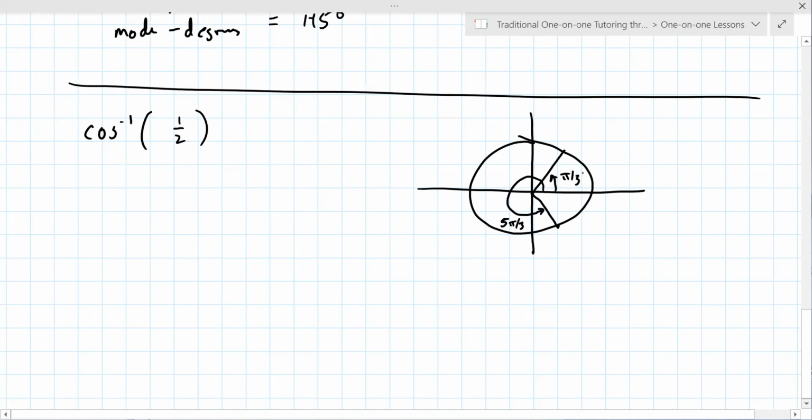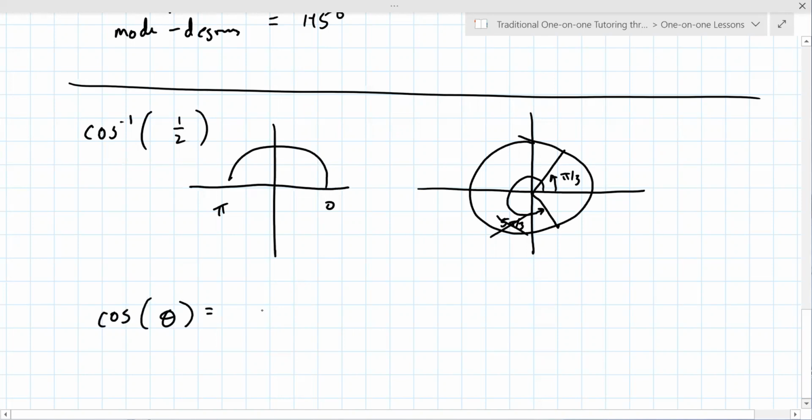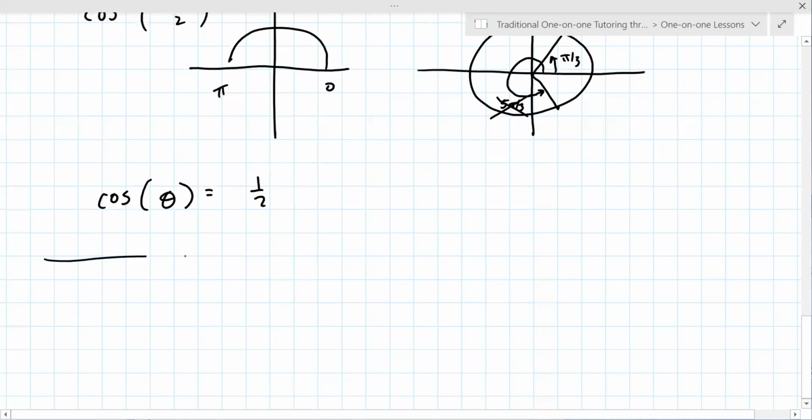But it's really critical: the answer has to be from 0 to pi. So it can't be this one. The only possible answer is this pi over 3. It's saying the cosine of what angle equals 1/2, and there are many answers, but the only one that works with the inverse is pi over 3, because it has to be from 0 to pi. Okay, now we get into the more interesting ones, which are arc sine.